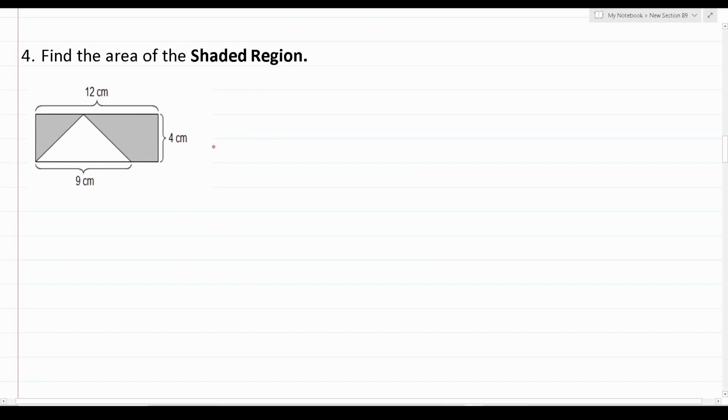All right, so number 4 here says find the area of the shaded region. And as you can see, we have a rectangle, and inside that rectangle we have a triangle. So to find the area of the shaded region in this case, we're going to find the area of the rectangle, and we're going to subtract that by the area of the triangle.